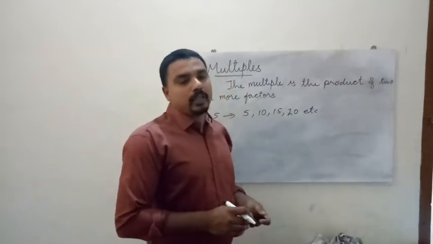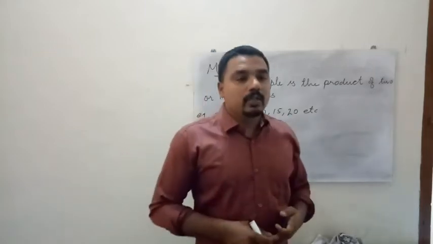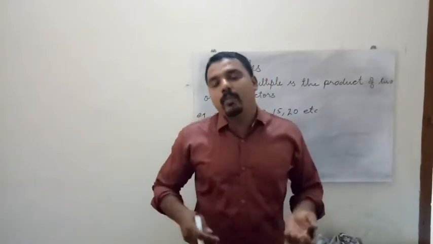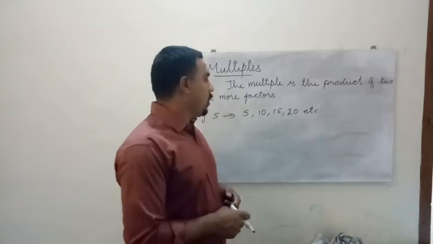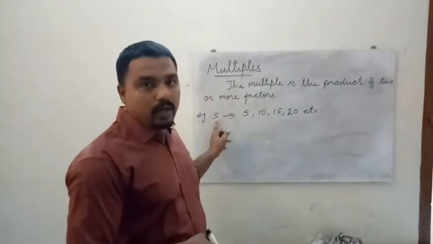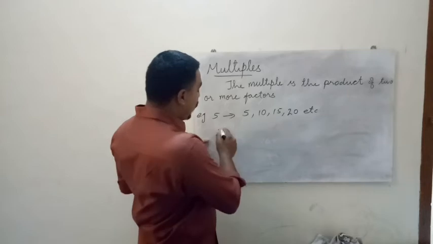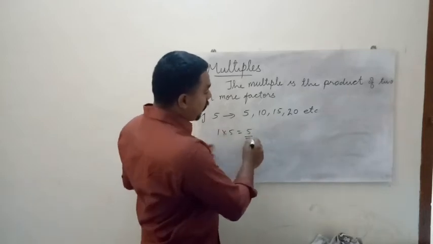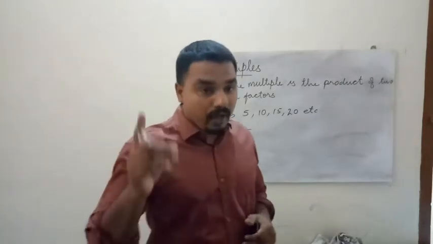Here are some properties of multiples. So these are the properties. Every number is a multiple of 1. 1 into 5 is equal to 5. So every number is a multiple of 1.